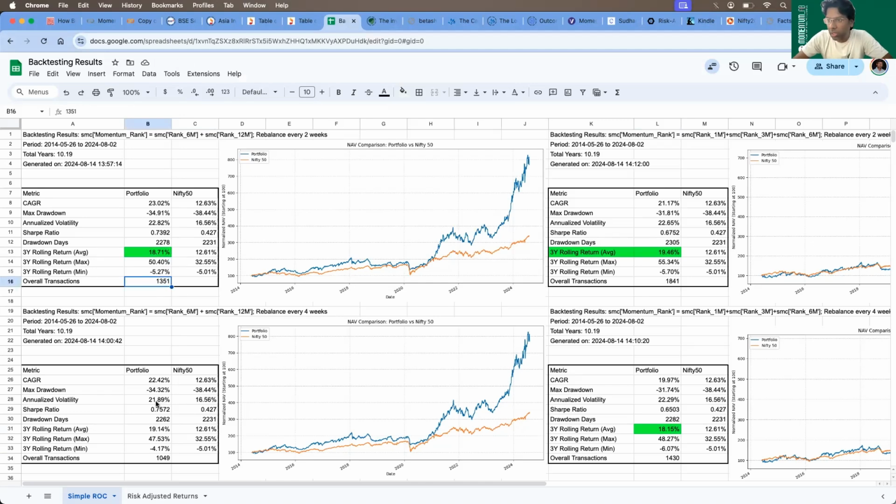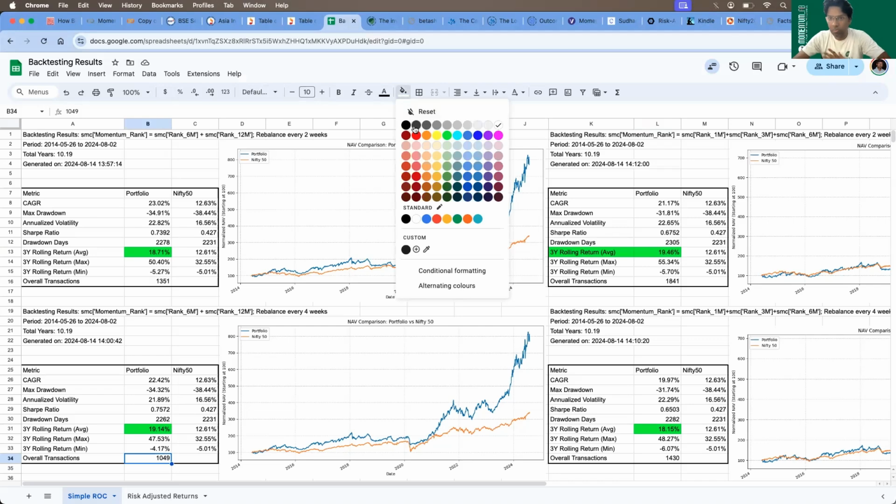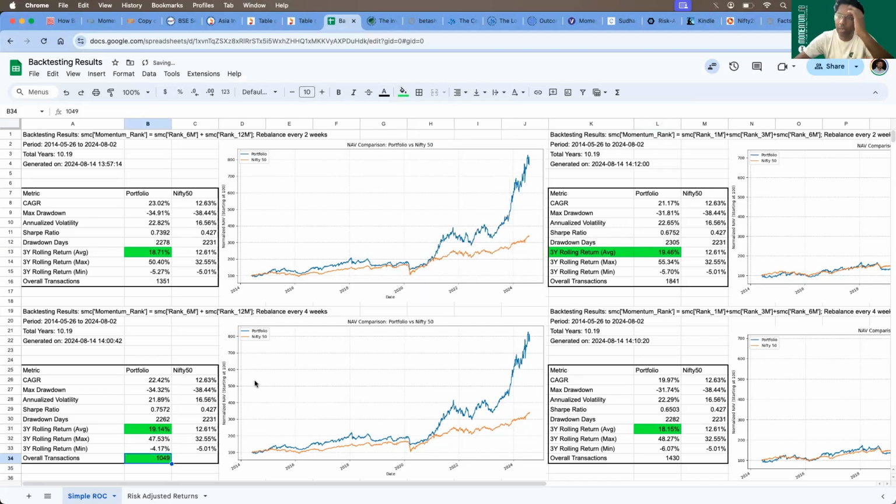This was the best of the lot. That is 6 and 12 month, with rolling returns a tad lower than the 1-3-6 bi-weekly. But look at this number. This is the number that moved me more towards a longer time frame, because it's almost half the number of transactions that I do over a 10 year period. You see that from 1841 we come down to 1049, almost half, a lesser number of transactions, which definitely adds to the alpha.